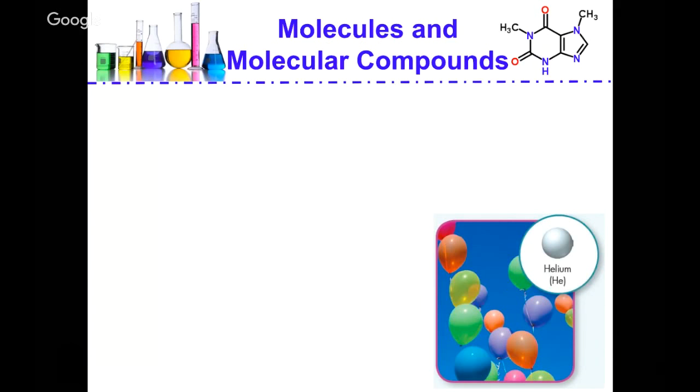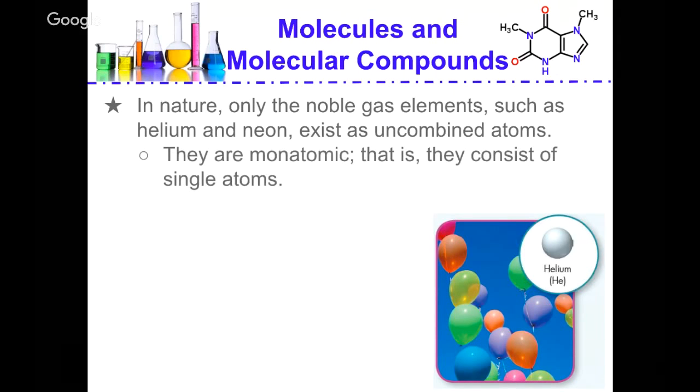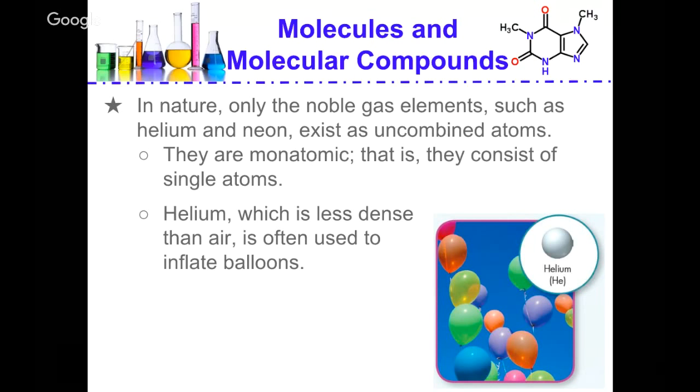So let's first start talking about molecules and molecular compounds. We know that in nature, only noble gas elements such as helium and neon exist as uncombined atoms. They are monatomic, that is, they consist of a single atom. Helium, which is less dense than air, is often used to inflate balloons because then the balloons will float in air.